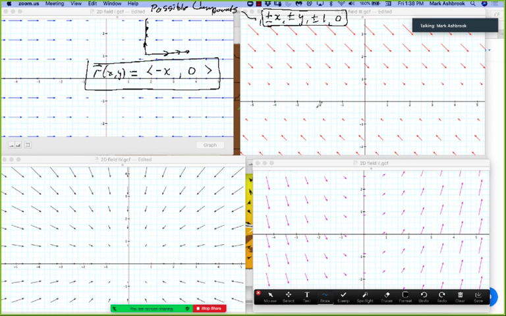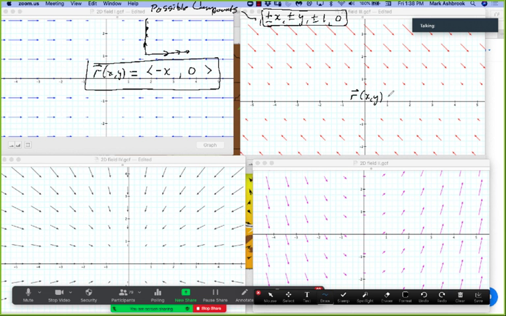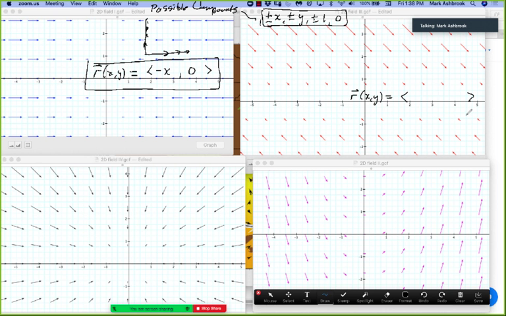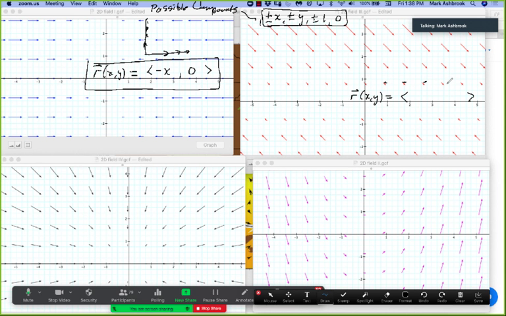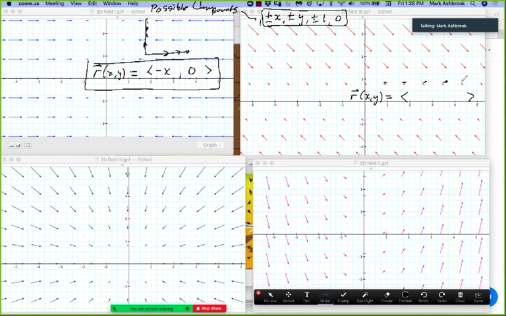Okay, let's go on to this one here. This one is a little more complicated. We've got both an x and a y component. Let's start with the x components. What are the x components of these vectors? Let's draw them out here. Do the x components seem to change as the x coordinate changes, or as the y coordinate changes?